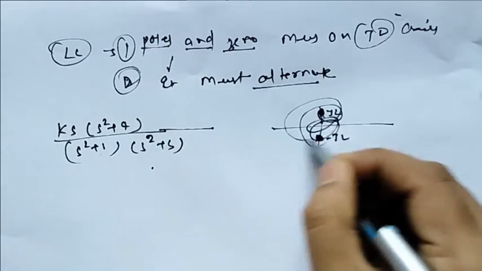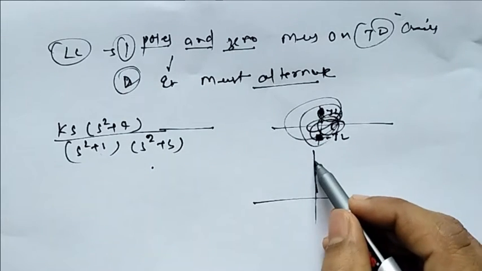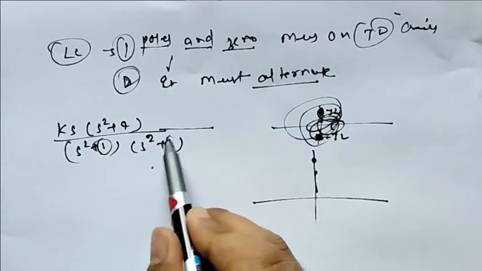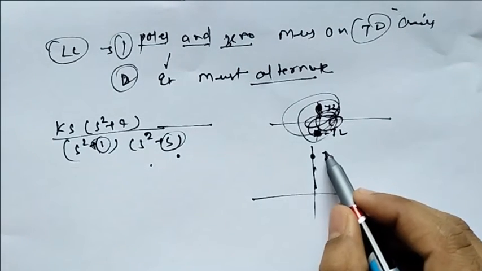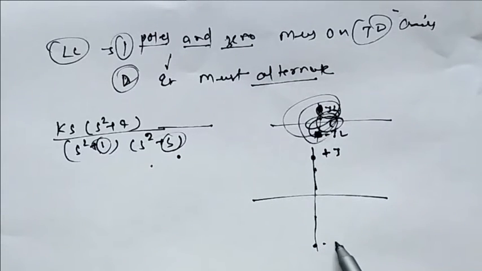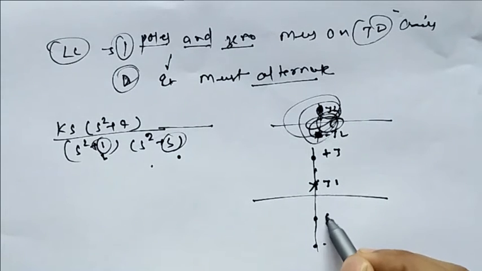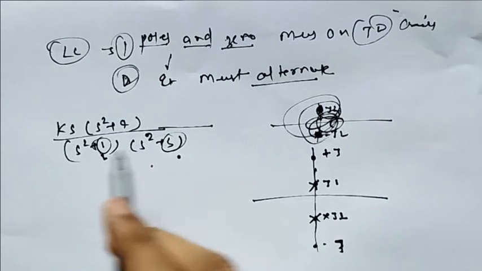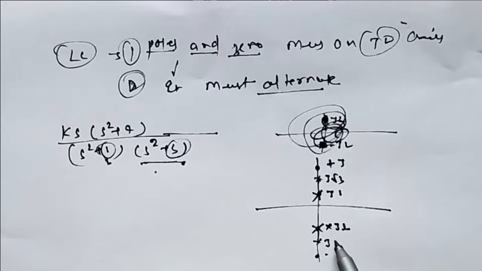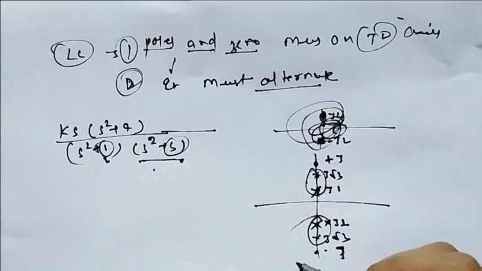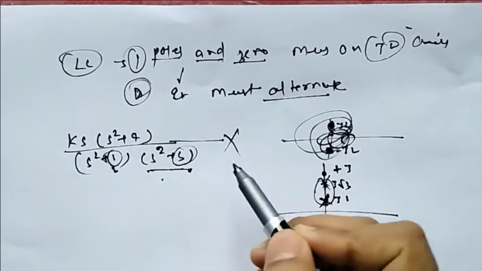Now let me draw it. If you take the poles, they will be at 1 and 3, this is consecutive and it is not alternating. The zeros will be at plus j2 and minus j2, and the poles will be at plus minus j1, and another pole on plus minus j root 3. See, two poles are consecutive, there is no zero in between, so this is not an LC function.